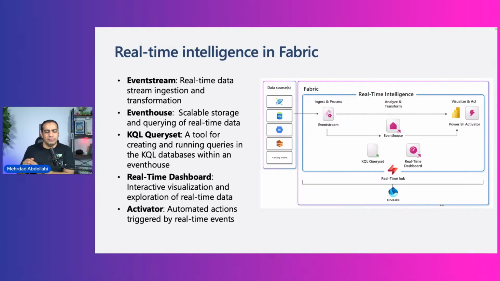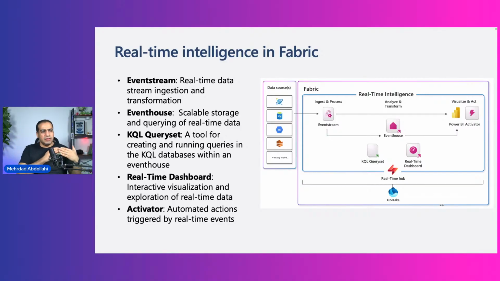It can be directly used for some action on top of that in some cases, or it can be transferred to another event stream, or going to a destination, or even it can be stored in a database called eventhouse, or KQL databases. So eventhouse is a container of the KQL databases in Fabric.